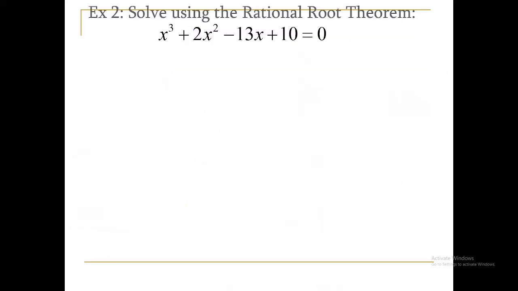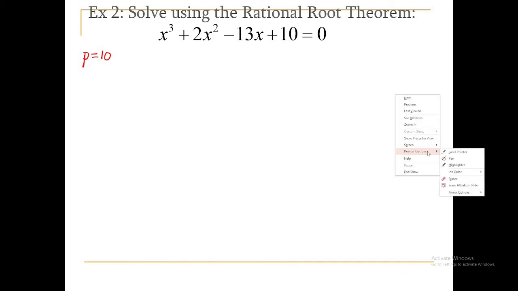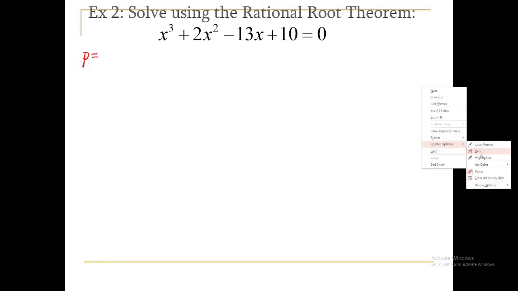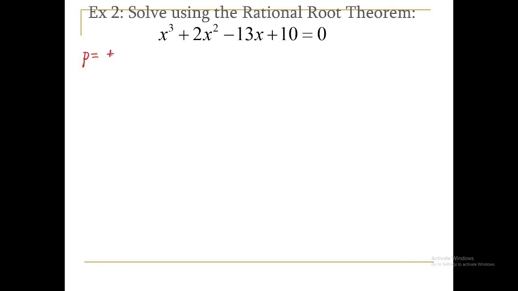Now, let's have more examples para mas masabtan. Let's have this example. What are factors of your P which is equal to 10? What are factors of P? 1, 2, 5, and 10. Let me write that down. So we have positive negative 1, positive negative 2, positive negative 5, positive negative 10.